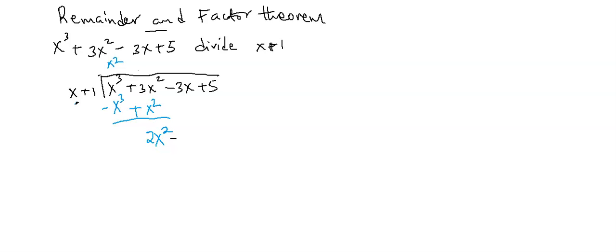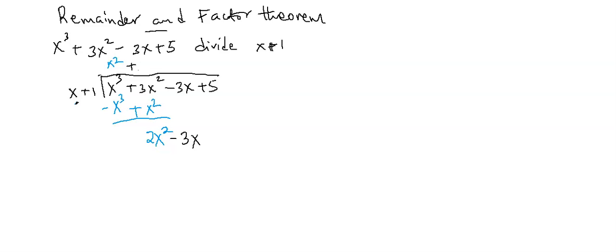In this video, we look at the remainder and factor theorems. In particular, we consider the polynomial x cubed plus 3x squared minus 3x plus 5, and we divide it with the linear function x plus 1. So if you look at that, you'll see that x will go into x cubed x squared times. We subtract that, and down here we get 3x.